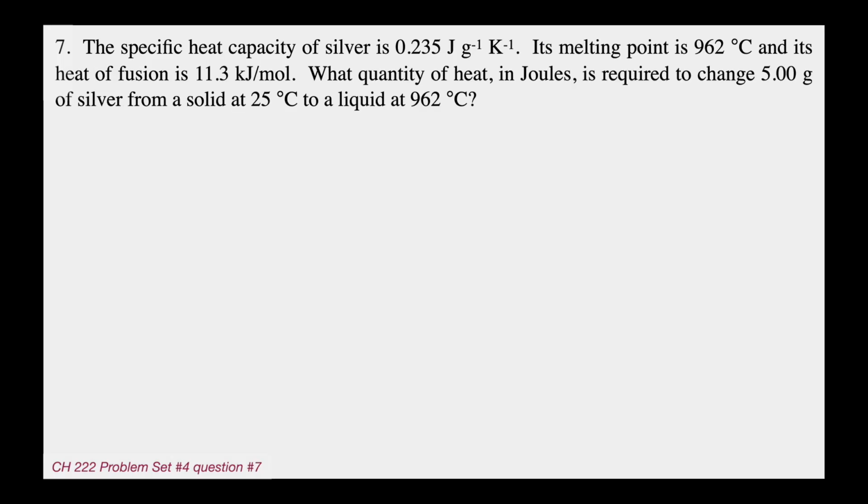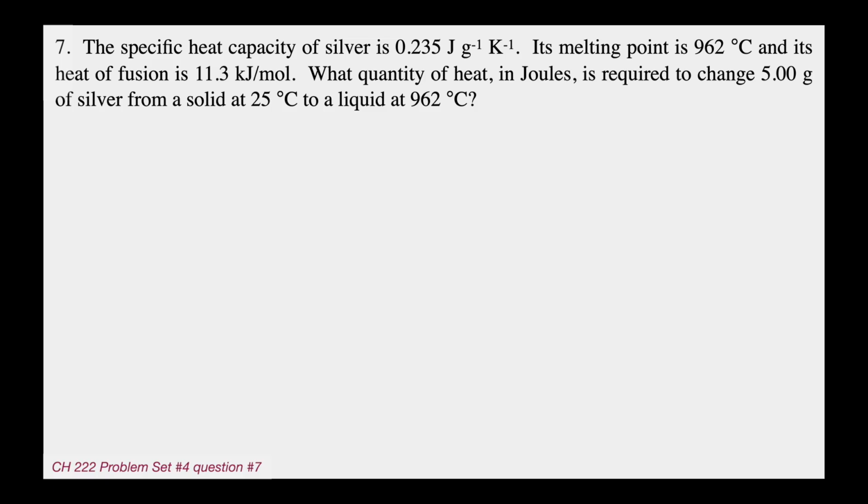The specific heat capacity of silver is 0.235 joules per gram Kelvin, with a melting point of 962 and a heat of fusion of 11.3 kilojoules per mole. What quantity of heat is required to change 5 grams of silver from a solid at 25 degrees Celsius to a liquid at 962 Celsius?